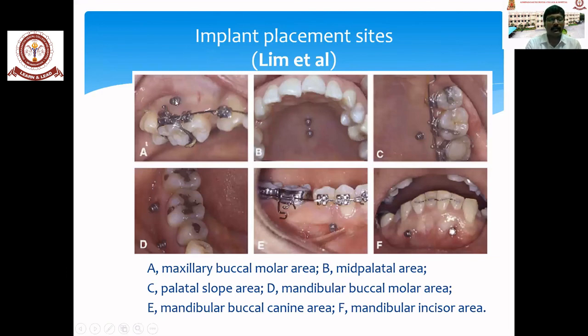So where can this implant be placed? It is given by Lim et al. It can be placed in the maxillary buccal molar area or the mid-palatal region as shown in figure B, or in the palatal slope area, mostly in the region closer to the first molar, and then it can be placed in the mandibular buccal molar area between the two molars or between molar and premolar. Mandibular canine area, where you will have to protract the molars forward, and then the mandibular incisor region for achieving mandibular incisor intrusion.